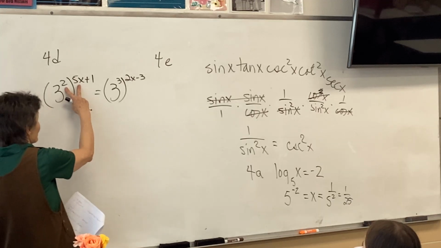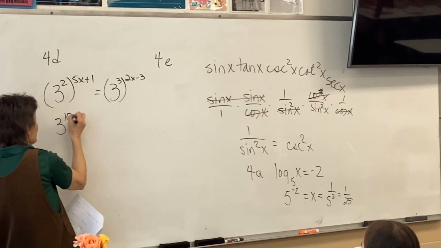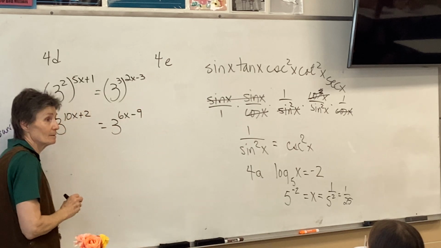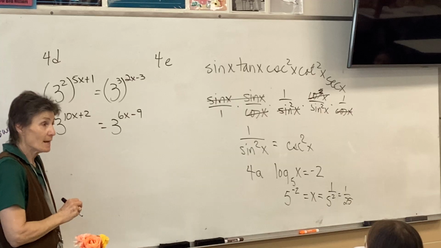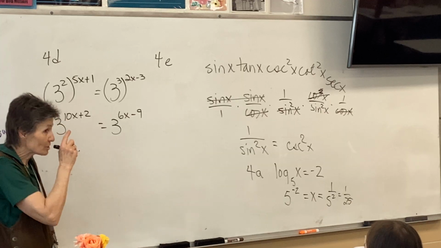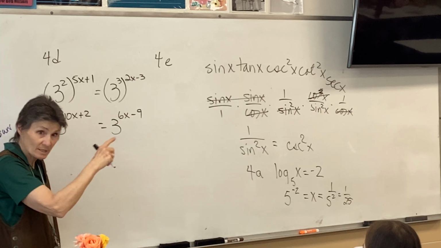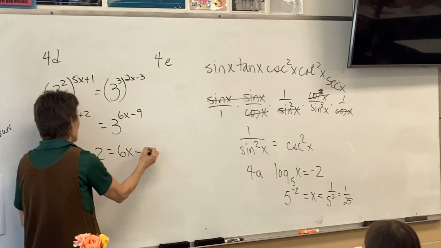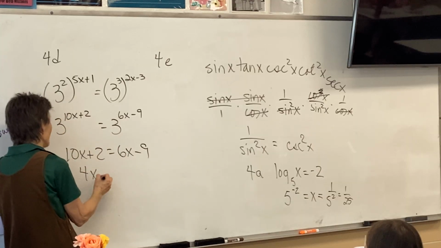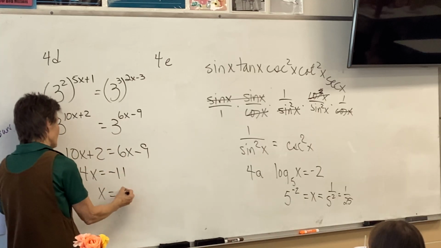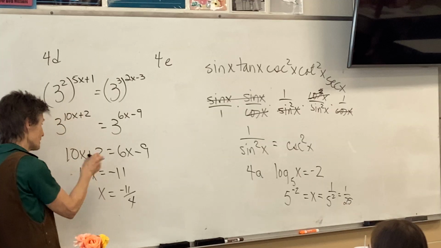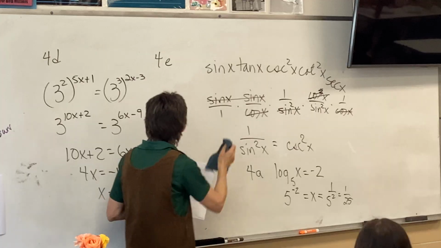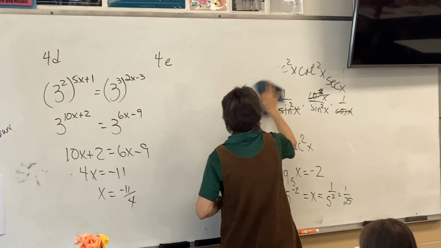What do I do here? Multiply. So 3 to the 10x plus 2 equals 3 to the 6x minus 9. And now I can just set my exponents equal. So 10x plus 2 equals 6x minus 9. And then I just solve my equation like regular. Subtract 6x, subtract 2, and I end up with negative 11 fourths.